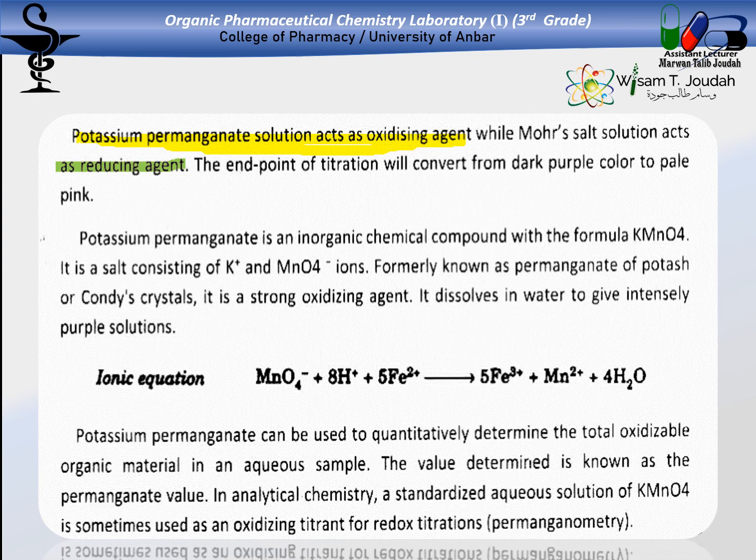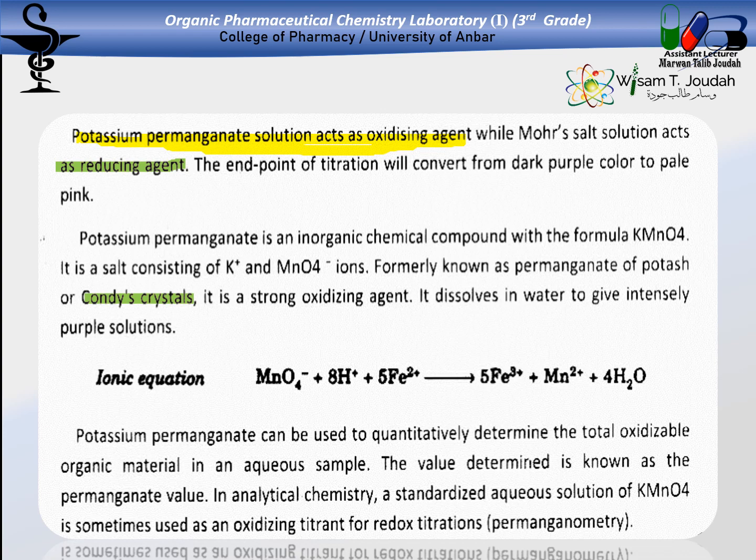So it's sometimes labeled as condensed crystal. This is kind of like the alternative name of potassium permanganate. It is a strong oxidizing agent. It dissolves in water to give an intensely purple solution.